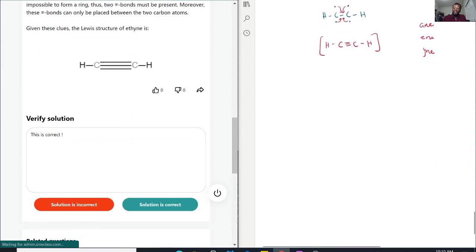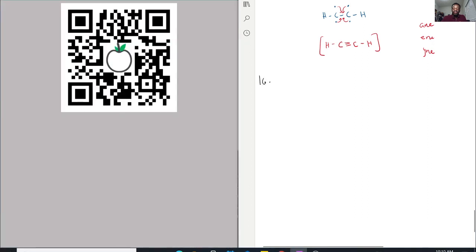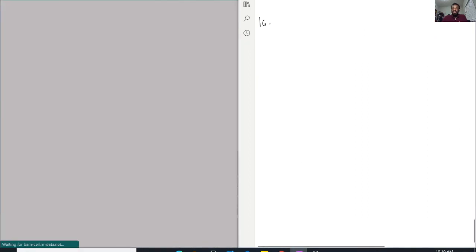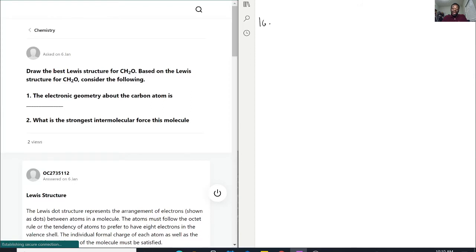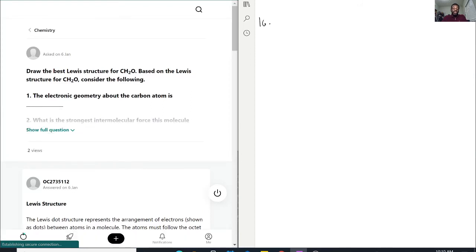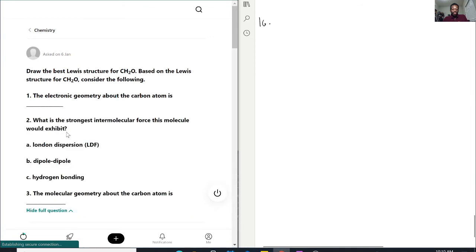And now question number 16. We have: draw the best Lewis structure for CH2O. Based on the Lewis structure, consider the following: the electron geometry, the strongest intermolecular force the molecule would exhibit, and it lists out 3 of them, and then the last one is the molecular geometry. And yes, electron geometry and molecular geometry can be different at times. So, the best Lewis structure for CH2O.